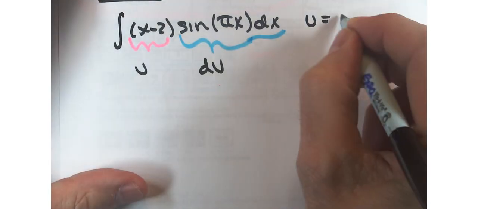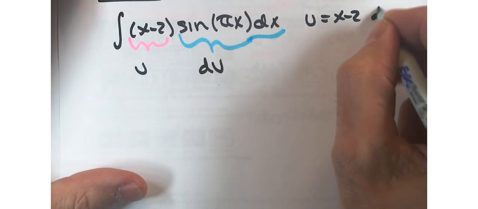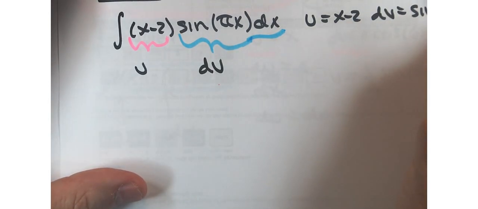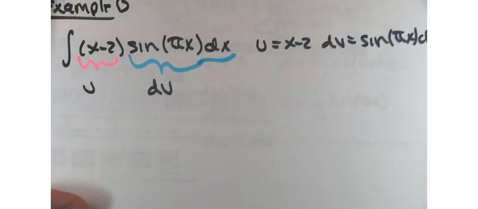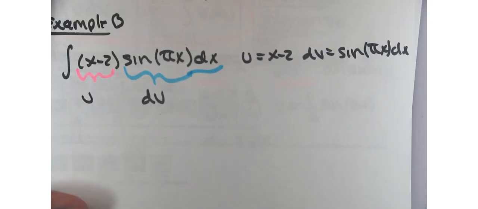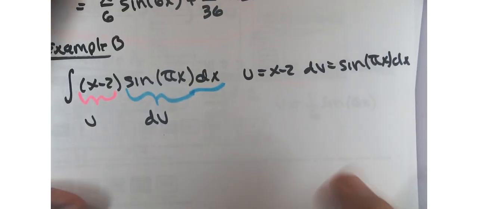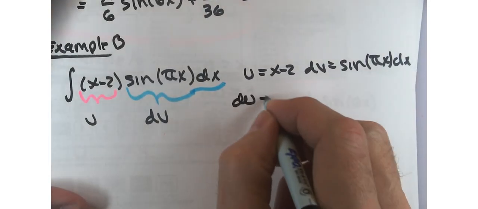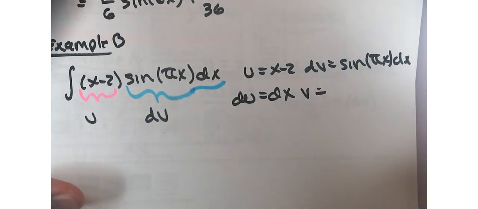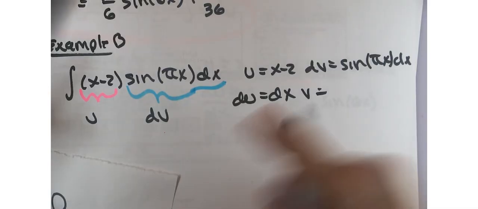So u is going to be x minus 2. dv is going to be sine of pi x dx. du is just going to be dx. I want you to figure out what v is for this one.